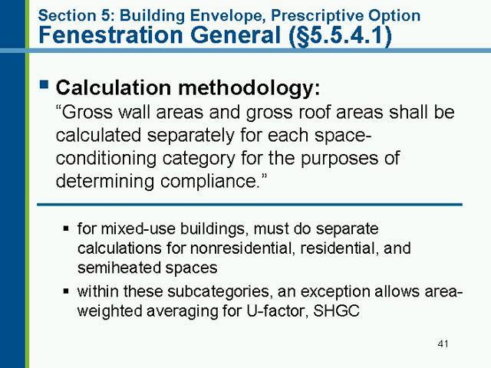Now let's move back to what you're going to do with those ratings once you've got them in Standard 90.1. First, for calculation, the gross wall areas and gross roof areas have to be calculated separately for each space conditioning category for determining compliance. That means if you've got a mixed-use building, with 10 floors of residential over one or two floors of retail, for example, you would need to separate out those portions of the building and do calculations separately. Once you've separated those categories out, you can do area-weighted averaging. So it's acceptable, for example, to average operable windows and fixed windows to show compliance overall.